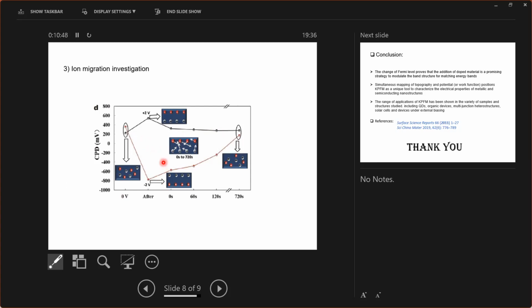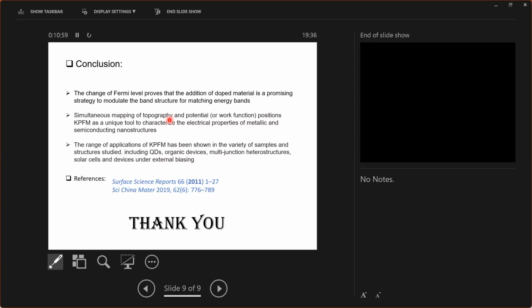So this is what I have read about KPFM up to this point. I have to read a lot more and gain experience. To conclude, after doping also we can see how the Fermi level and band structure are changing through KPFM measurement.